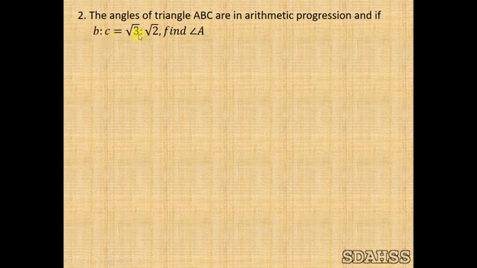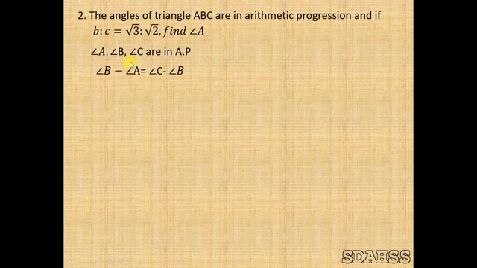Sum. The angles of a triangle ABC are in arithmetic progression, and if b is to c is equal to root 3 is to root 2, find angle A. The angles of a triangle are in arithmetic progression. So angle A, angle B, angle C are in AP. Angle A, angle B and angle C are in AP means we want to find out the common difference.